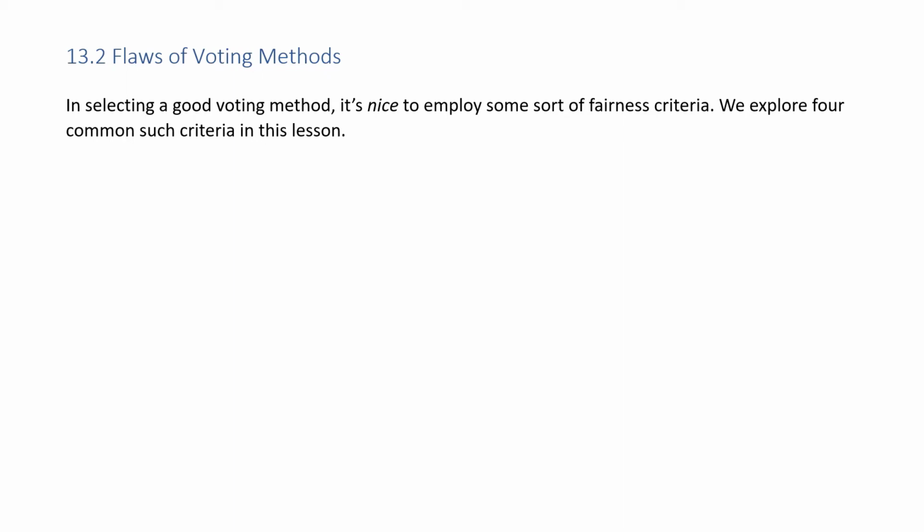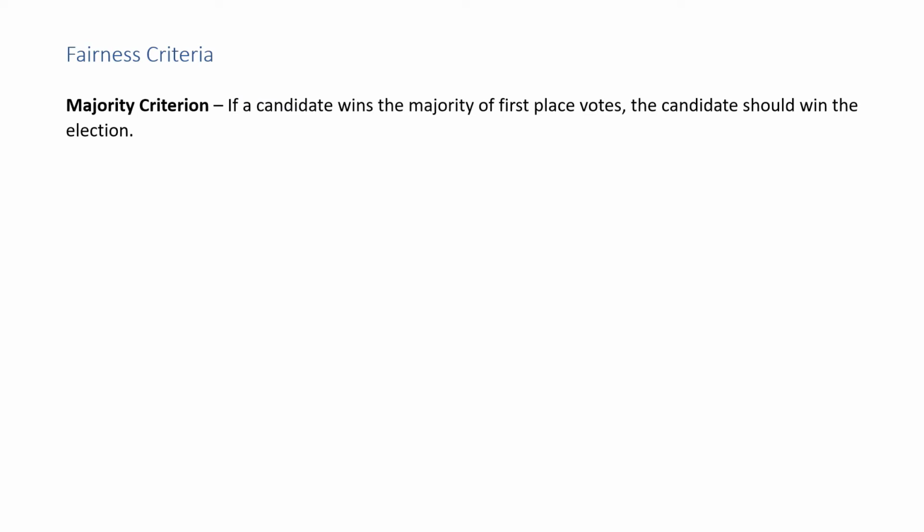This lesson is titled Flaws of Voting Methods. In selecting a good voting method, it's nice to employ some sort of fairness criteria. We explore 4 common such criteria in this lesson. Fairness criteria. Let's begin with the majority criterion. It states, if a candidate wins the majority of first place votes, the candidate should win the election.